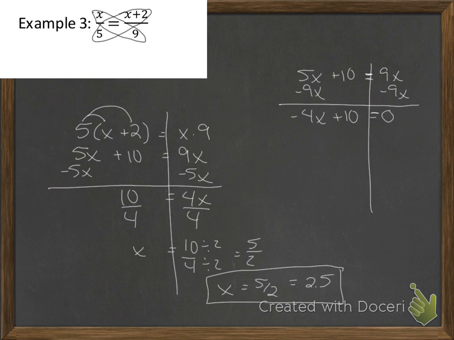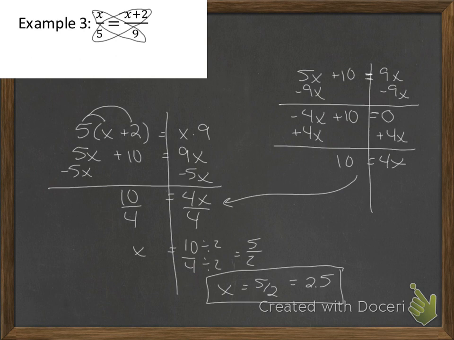This is where some people will make mistakes and they say negative 4x is equal to 10. That is not true. Negative 4x and positive 10 are still on the same side of the equation. So then here I'd have to do an extra step. So then I have 10 is equal to 4x, and then I'm right back here. So be careful of that.